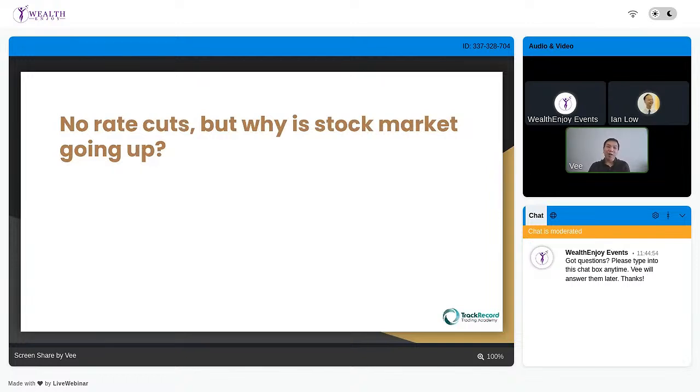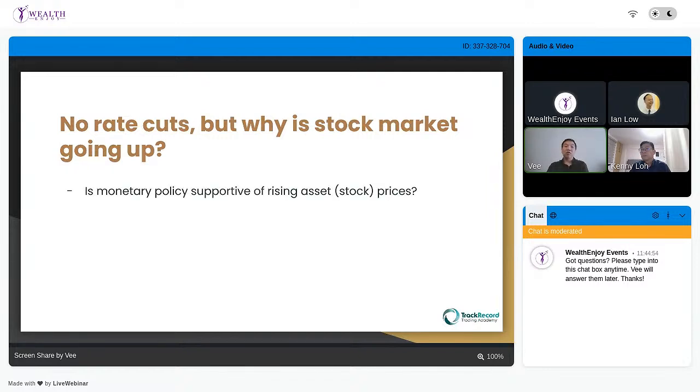And I guess that's why you need to look at Richard's fear index as well, because it shows you how much optimism and pessimism there is in the market. But generally, what we have been seeing is that the stock market continues to go up, although there have been no rate cuts recently, right? So is monetary policy supportive of rising stock prices, rising asset prices? That's a question that you need to ask through the lens of global macro. Why is the stock market going up although there's so much uncertainty and there are no rate cuts?